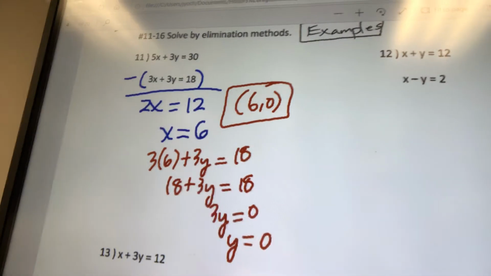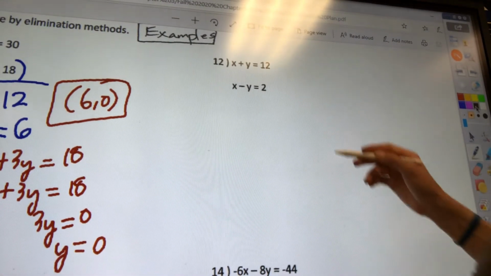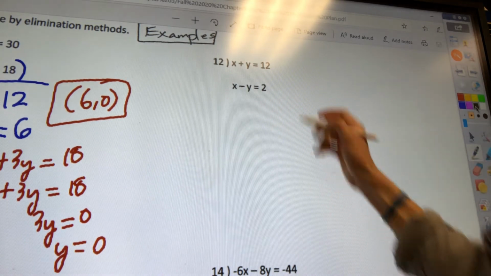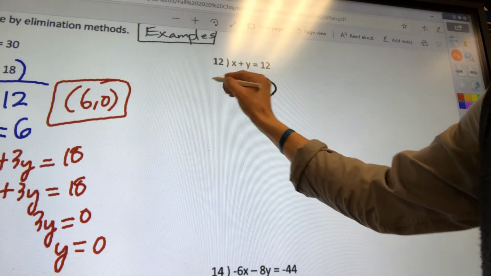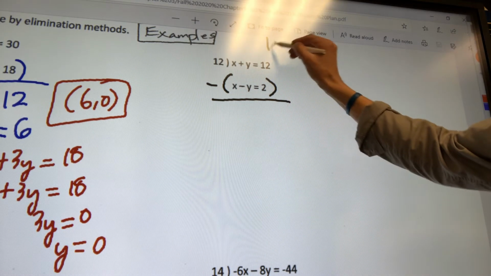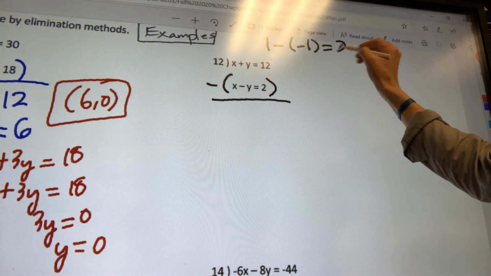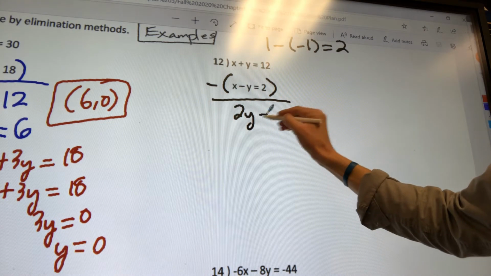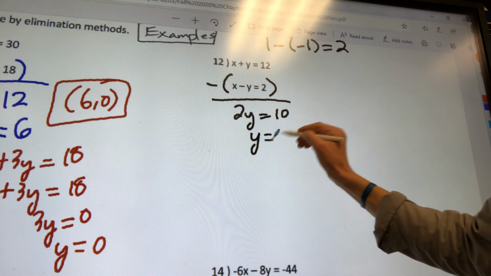Number 12. I see I have the same x's, so I might as well subtract again. I have opposite y's. I could add them together, but we'll talk about opposites in a second. So I'm going to subtract. x minus x is 0. I have 1 minus a negative 1 for the y's. That is 2y equals 10. Y equals 5.